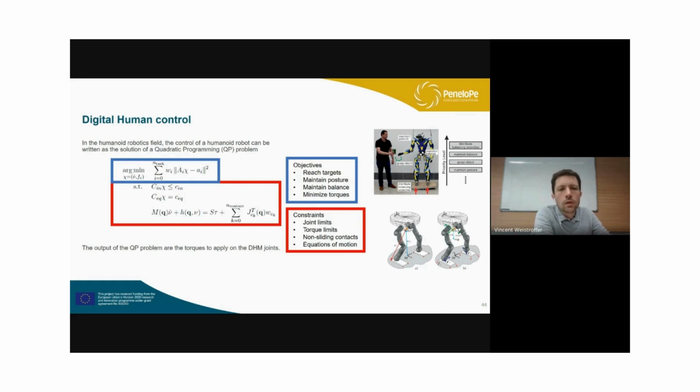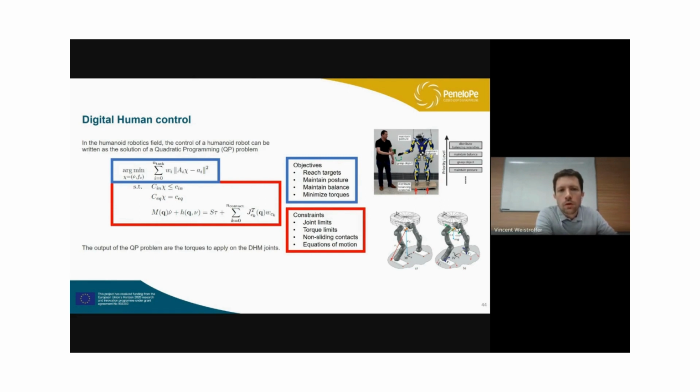These kinds of objectives, you can give them different weights, meaning that your priority would be to maintain the balance of the robot, and secondarily, you want to reach some targets.